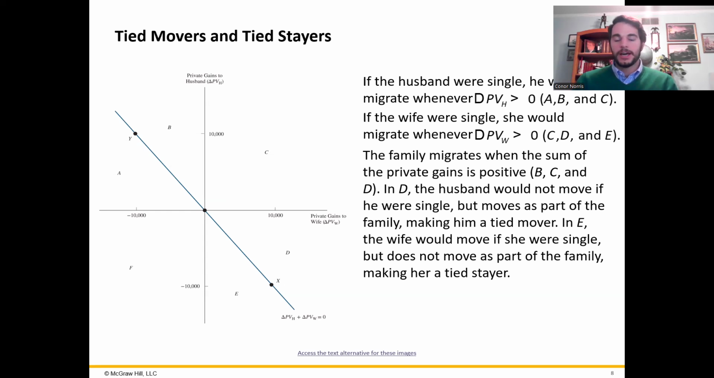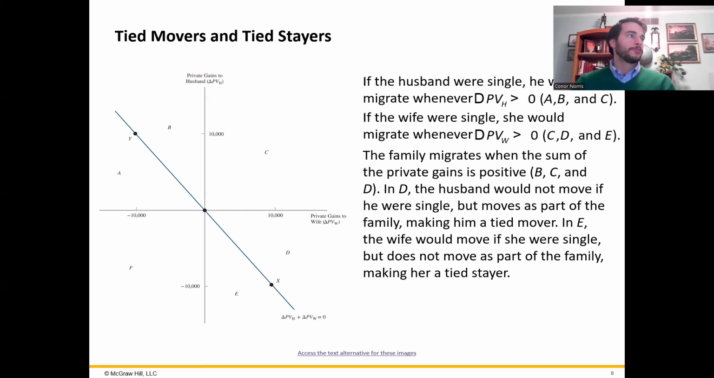So if we look from the top to the bottom on this graph, we see the husband's gains. As we go up here, from down here up to there, the gains are greater. Down here, they're negative. Once we hit this line here, we hit 0, so it's neutral for the husband. And anything above there is positive.